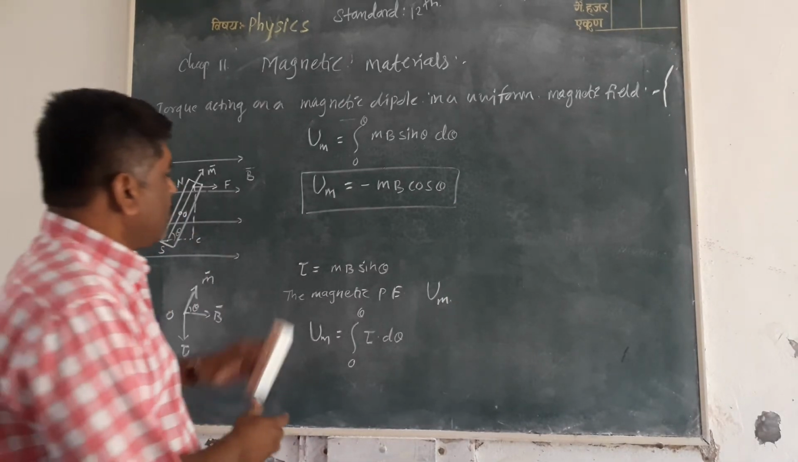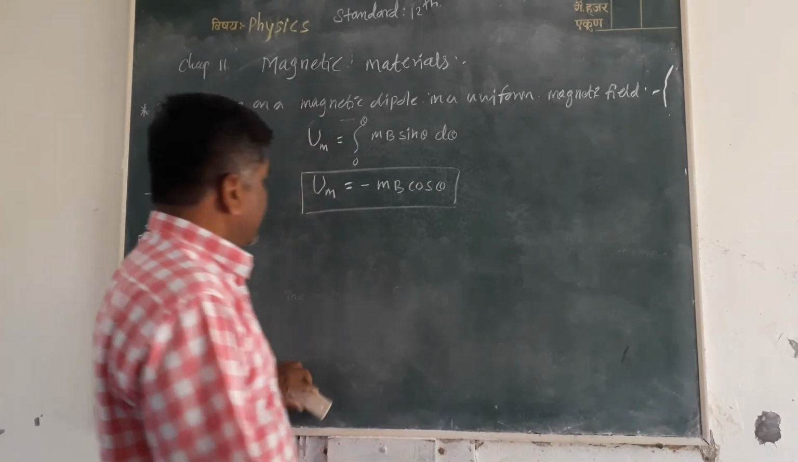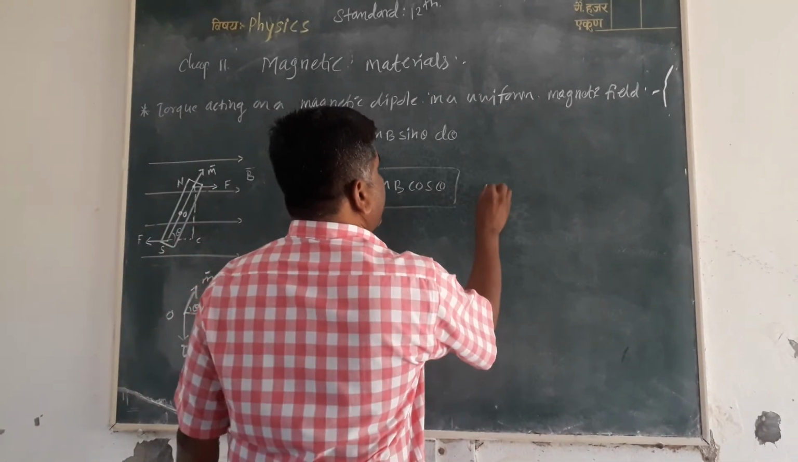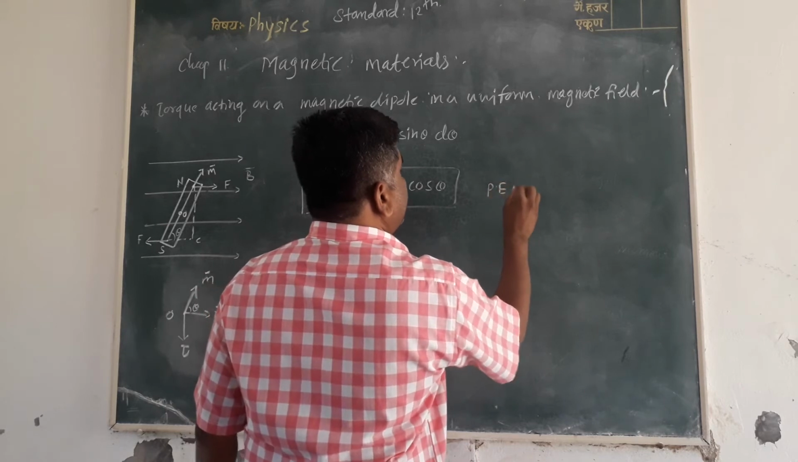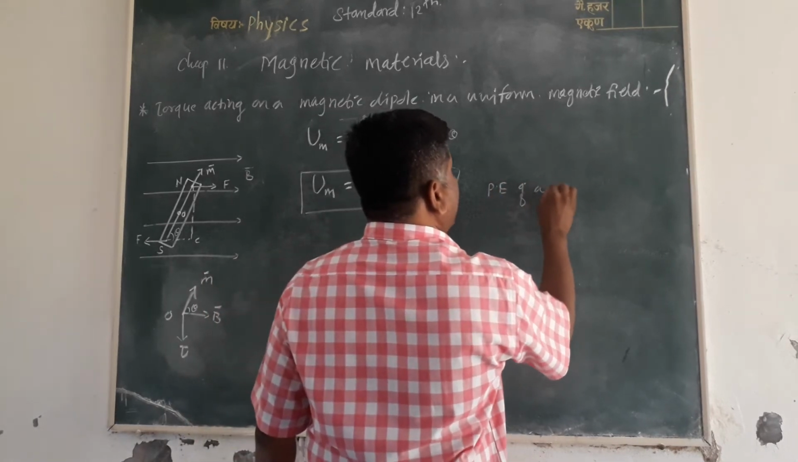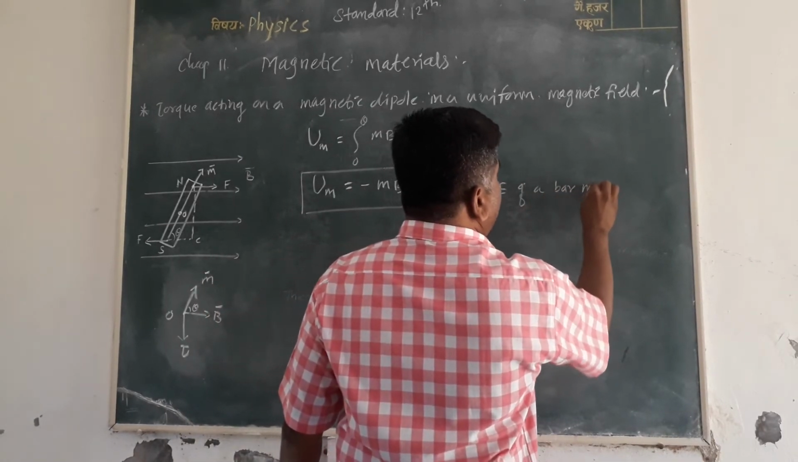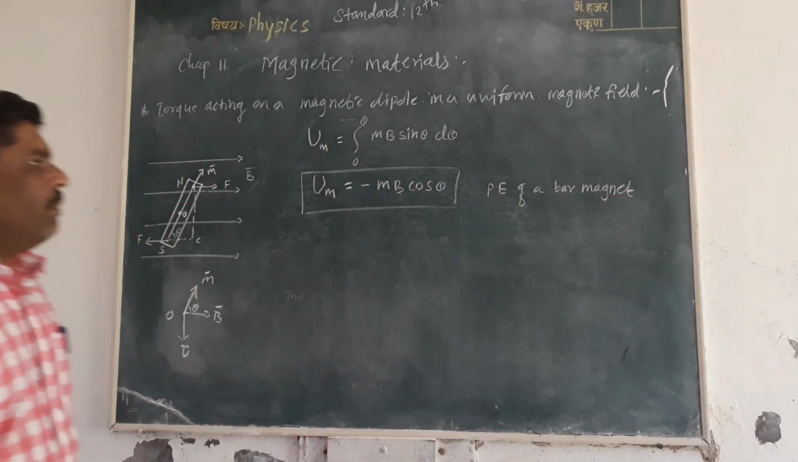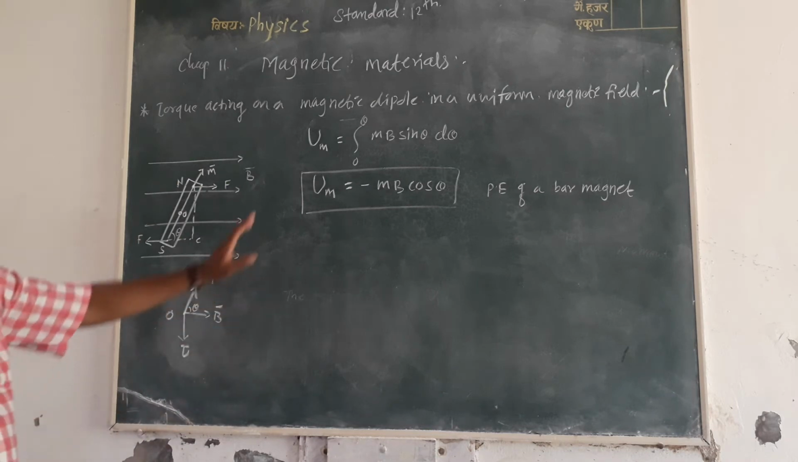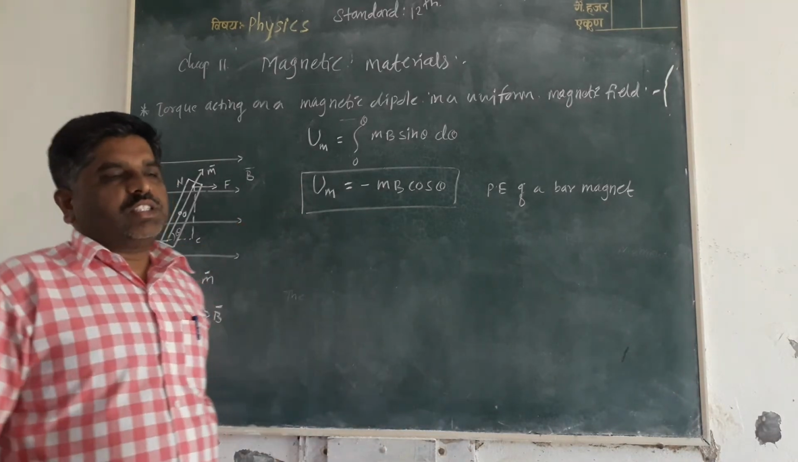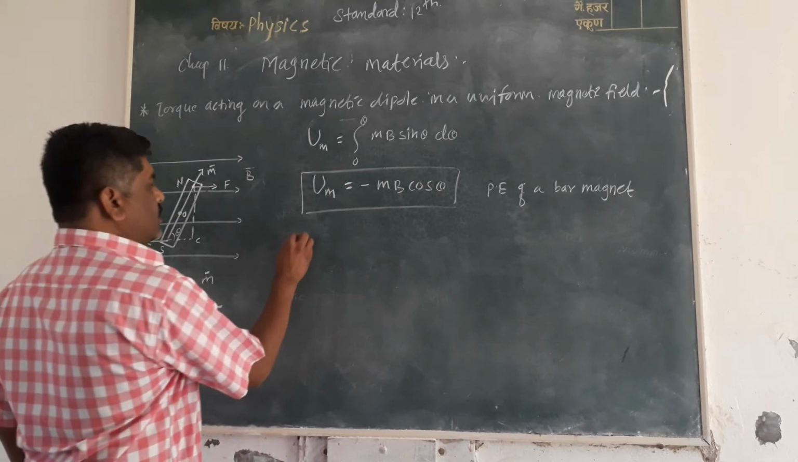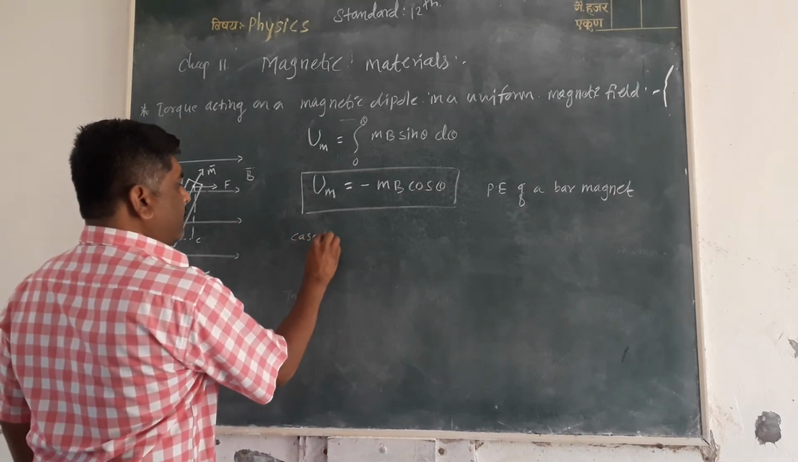UM is equal to minus MB sin theta, and this is called the magnetic potential energy of a bar magnet. This is the magnetic potential energy of the bar magnet. Now we consider case 1.